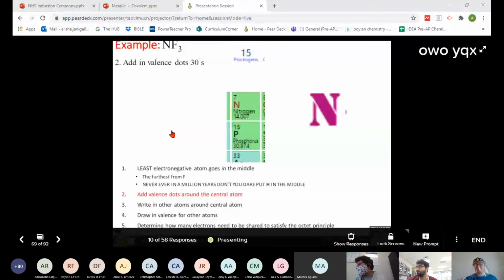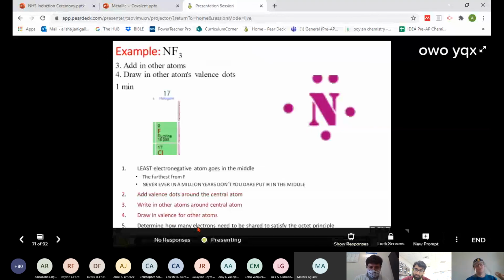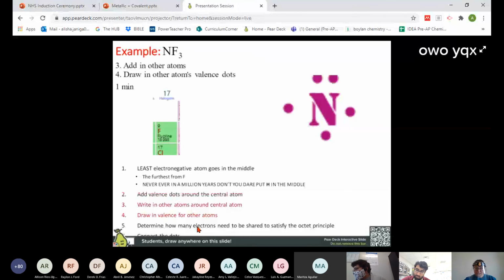All right, here's the great reveal. So we got our 5 dots on nitrogen. Now I want you guys to draw in the other 3 fluorines and try drawing fluorine's dots. Hint, hint, fluorine has a valence of 7, so it's only going to want to share 1, so you probably want to put it on the sides that only have 1 dot.